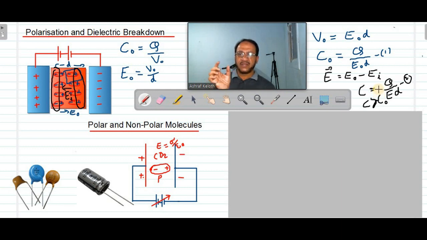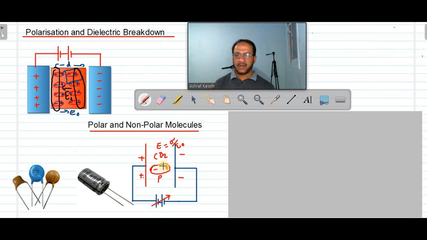When net electric field decreases, potential will decrease. When potential decreases, capacitance will increase. So the new capacitance C is equal to Q by E into D, that is greater than C0, equal to Q divided by E0 into D, because E is less than E0.